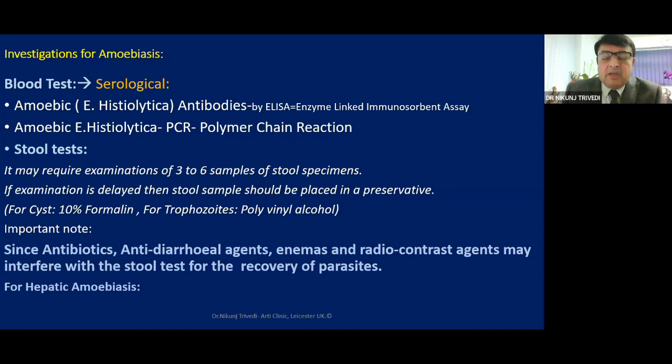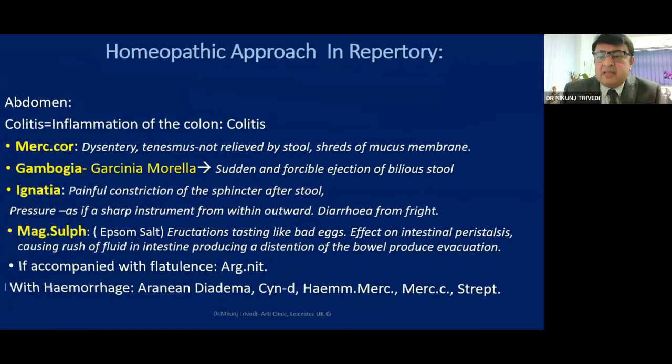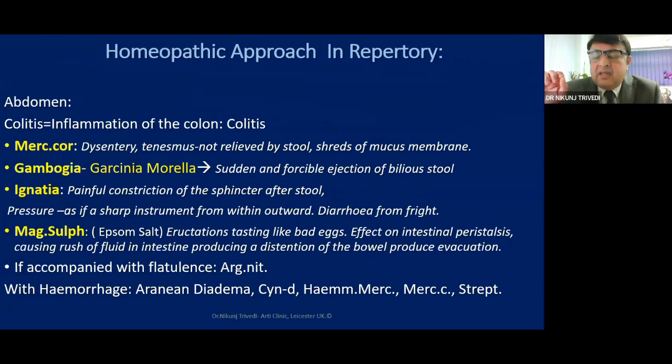And for hepatic amoebiasis, we advise the patient to undergo a liver function test. Clinical examination shows tenderness on the liver, and hepatic amoebiasis always affects the patient's appetite. The patient doesn't feel hungry. With a small amount of food, the patient feels bloated. So these are the differentiations.